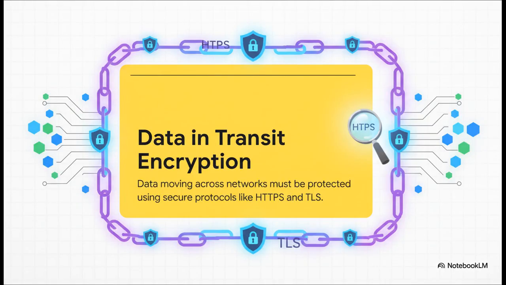And it's not enough to protect data when it's just sitting there. We also have to protect it when it's on the move. That's where data in transit encryption comes in. It's like sending our data through an armored truck. We use secure protocols like HTTPS to create an encrypted tunnel that shields it from anyone trying to eavesdrop.